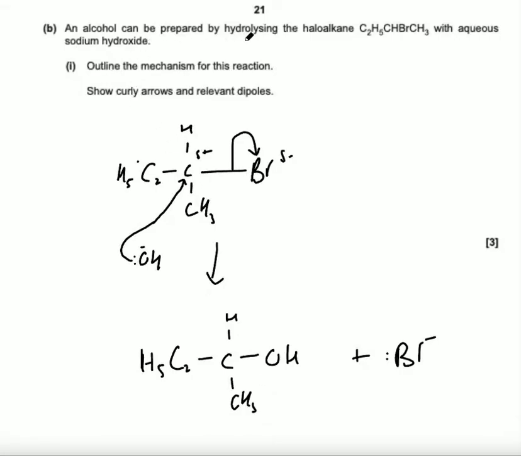An alcohol can be prepared by hydrolyzing a haloalkane with aqueous sodium hydroxide. Outline the mechanism for this reaction, so curly arrows and relevant dipoles. Okay, so I'm just going to draw this. So C2H5, and we have CH, which I've drawn over here, and Br and CH3. So this is what we have over here.